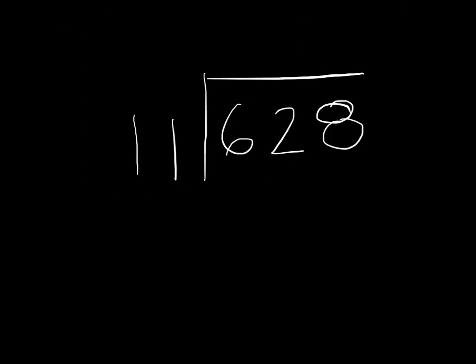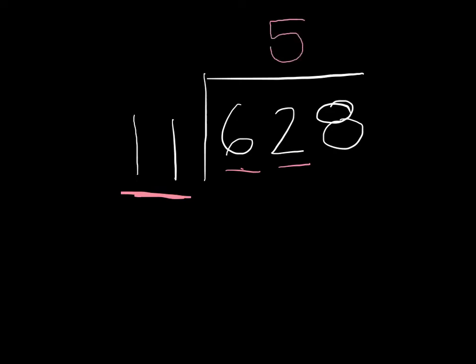And here's the last example. So again, we look at this and we see we have a 3-digit number divided by a 2-digit number. Well, this time we can't split up this 2-digit number, so what we have to do is we say how many times does 11 go into 62? So then we have to think about it. It goes in there 5 times.